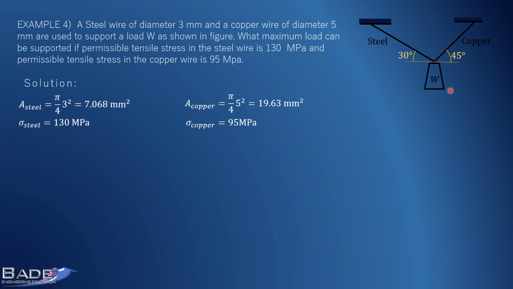Because this load W is shared by these two wires. So out of this load W, how much load is shared by steel and how much load is shared by copper, we'll have to find out. So how to find tension in steel wire and tension in copper wire?